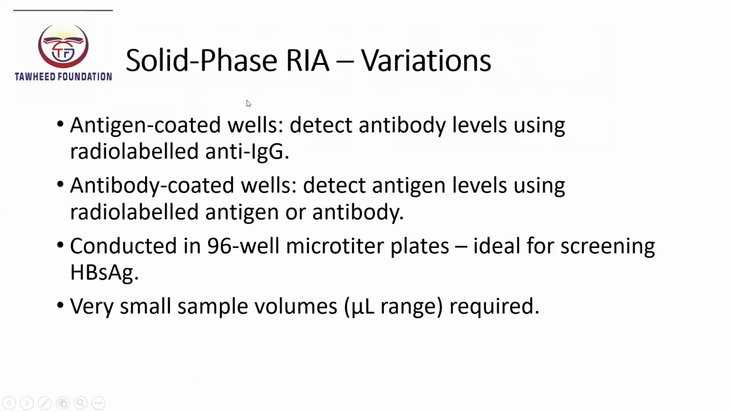Next is solid phase RIA variations. Several variations of the solid phase RIA have been developed to suit specific analytical objectives. First is antigen coated wells and second is antibody coated wells. Antigen coated wells are used primarily for the detection of antibodies in a patient's serum. Here the known antigen is immobilized on the plate and radiolabeled anti-immunoglobulin, for example anti-IgG, is used for detection.